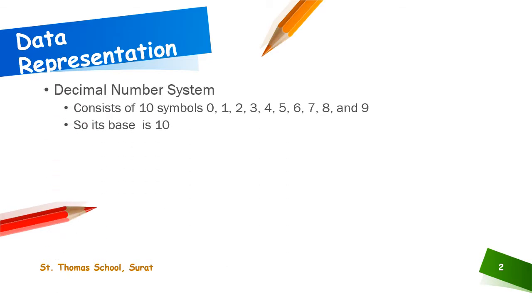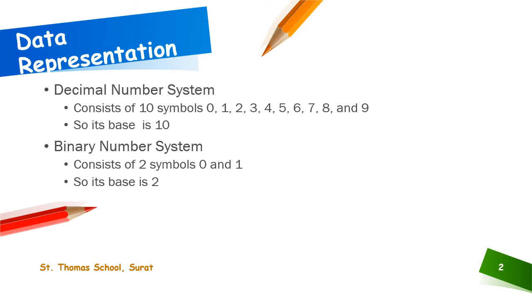So first we will talk about the number system. The first number system, which you know already, decimal number system. This number system consists of 10 symbols: 0, 1, 2, 3, 4, 5, 6, 7, 8 and 9. Using these 10 symbols, we can write any numbers. For example, 24, 55, 1045. This number system includes 10 symbols, that's why its base is 10.